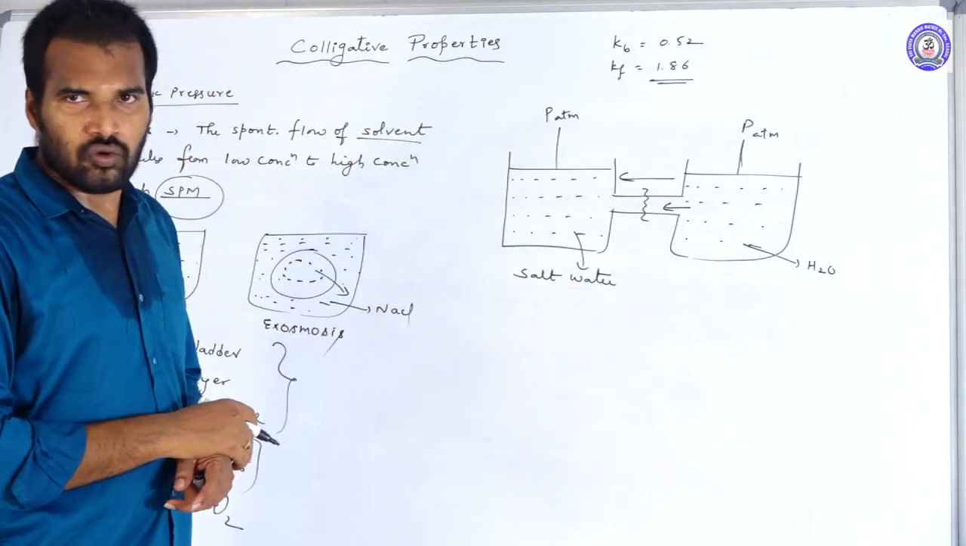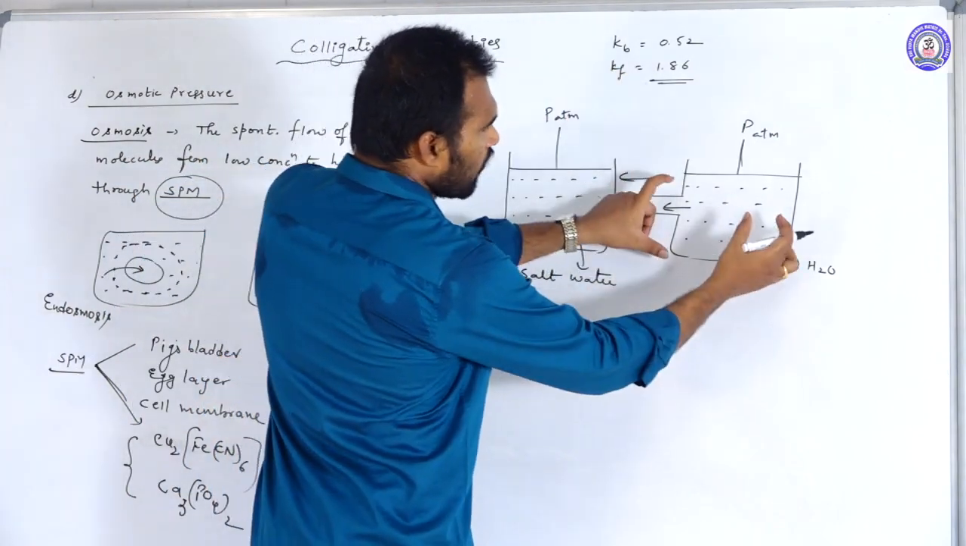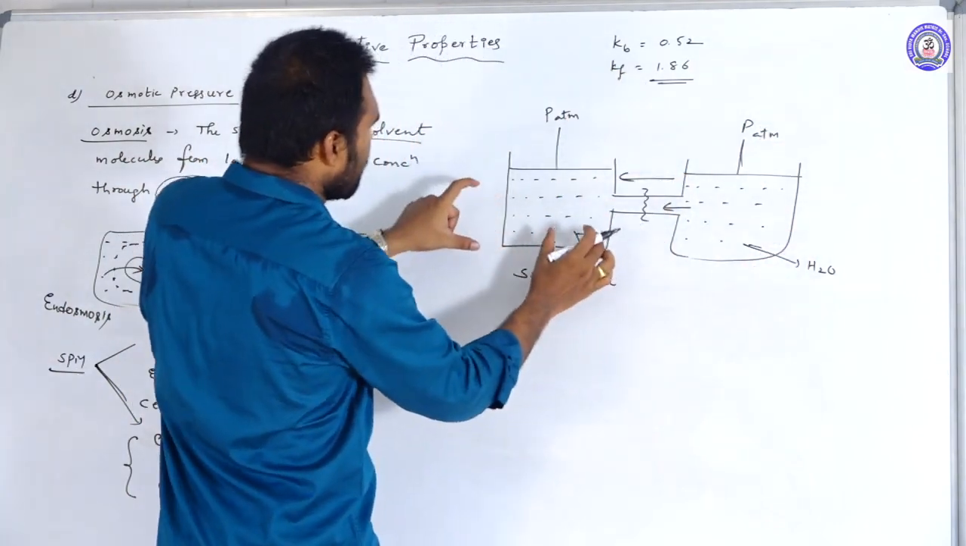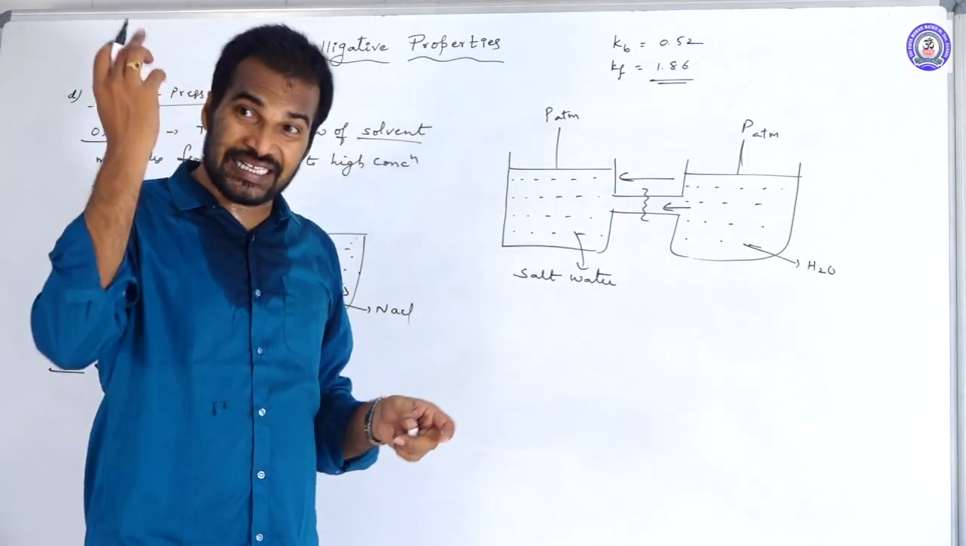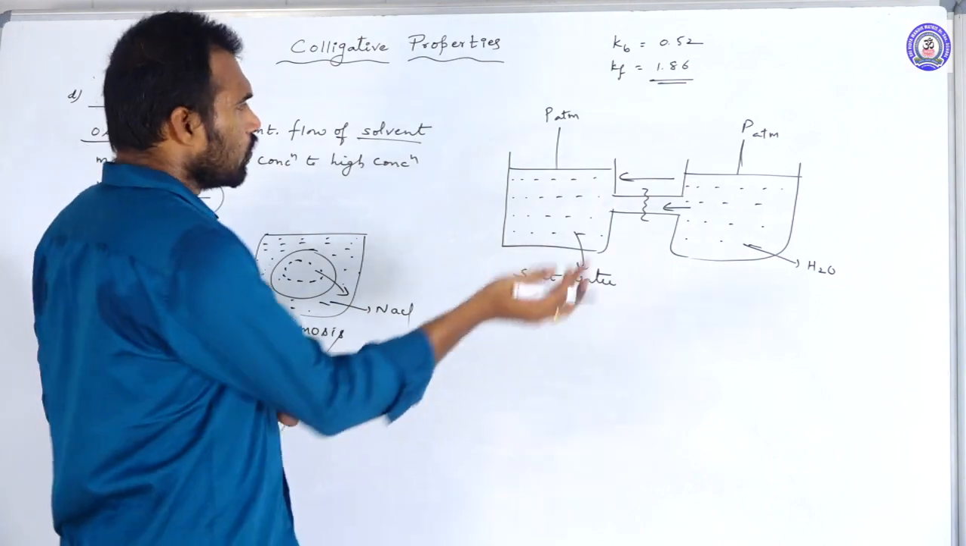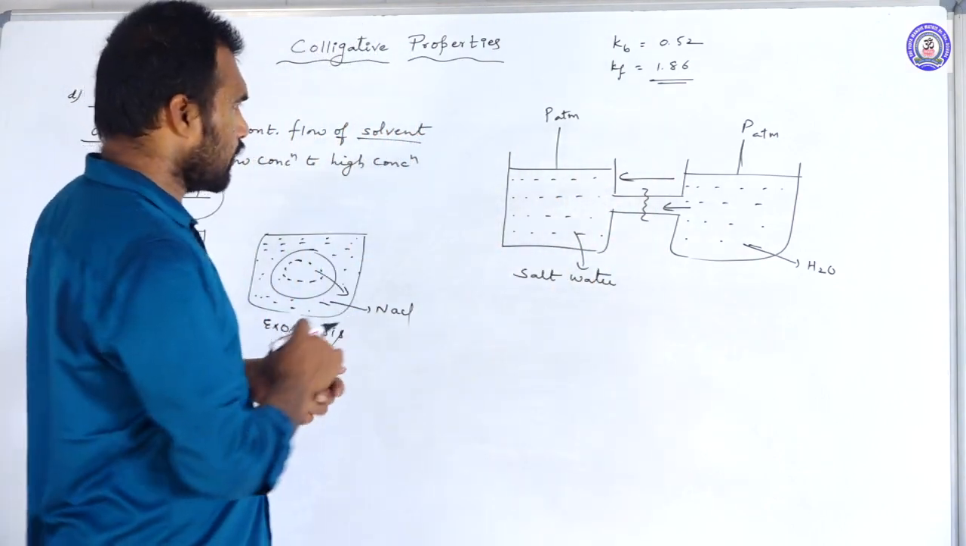Okay, like right side to left side. So like this, what happens after some time, the level of water in this vessel is lesser and the level of solution in the left side vessel will increase. So this movement of water molecules takes place. Now what is osmotic pressure?